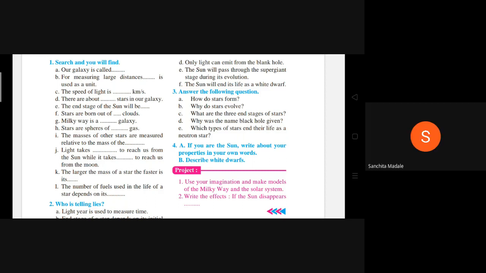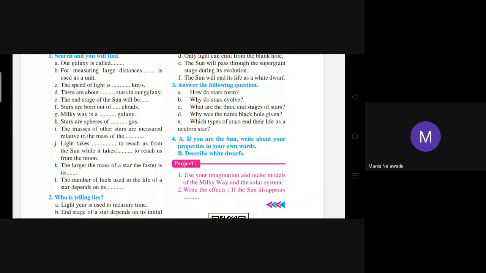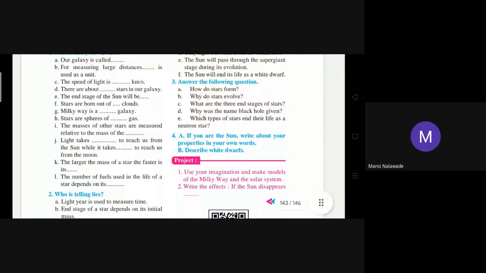Light takes 8 minutes and 1 second to reach us from the sun, while it takes 1 second to reach us from the moon. The larger the mass of star, the faster is its rate of evolution. The number of fuels used in the life of a star depends on its mass.